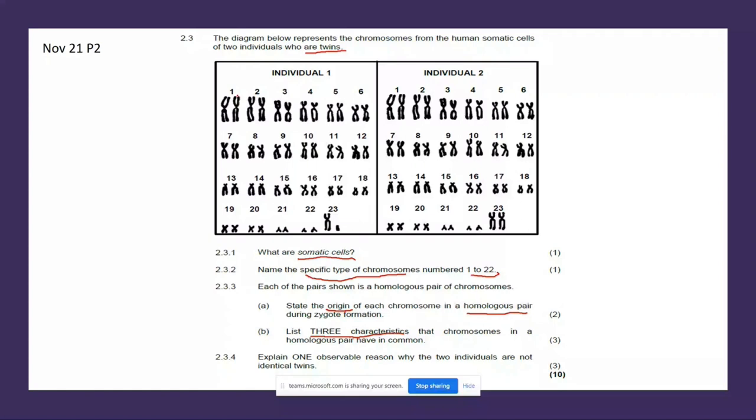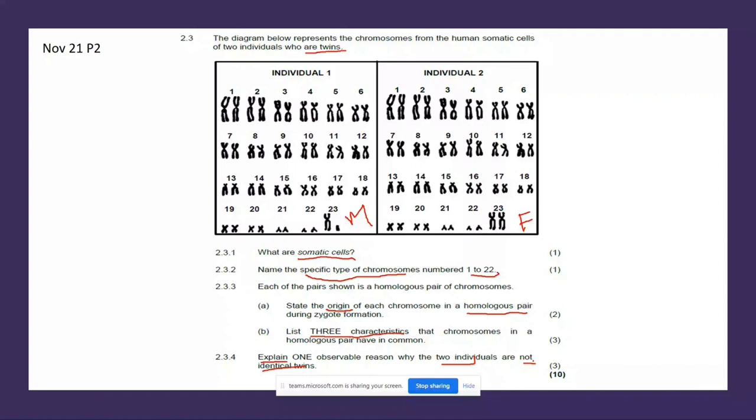Explain. Explain means you need to give a reason why these two individuals, one and two, are not identical twins. So if you look at individual one, is individual one a male or a female? Look at chromosome number 23, big and small, and we said then it must be male. If you look at individual two, the gonosomes are the same size, so those are female. And we know identical twins have exactly the same. So you can say one reason why they are not identical twins: the sex chromosomes are different. In individual one, the sex chromosomes are XY, which indicates male. And in individual two, the sex chromosomes are XX, which indicates a female.